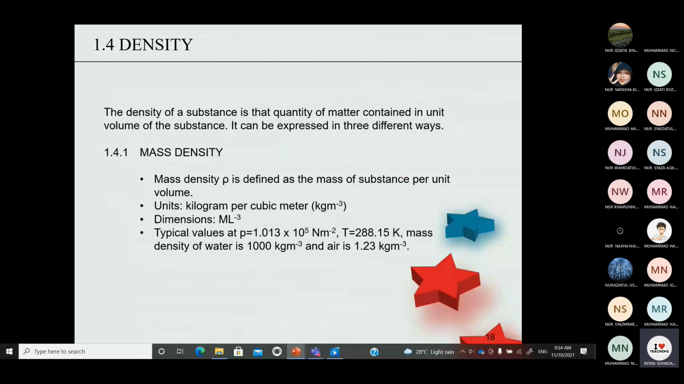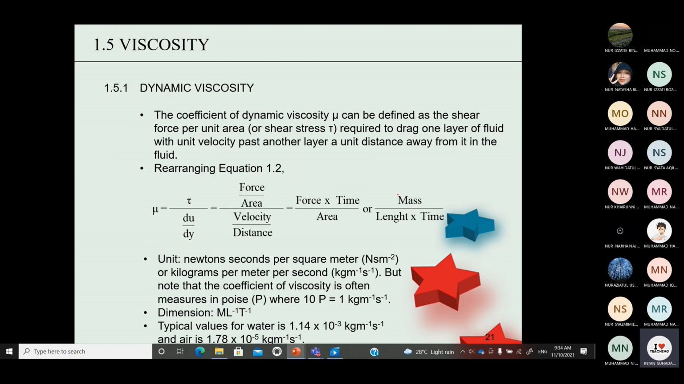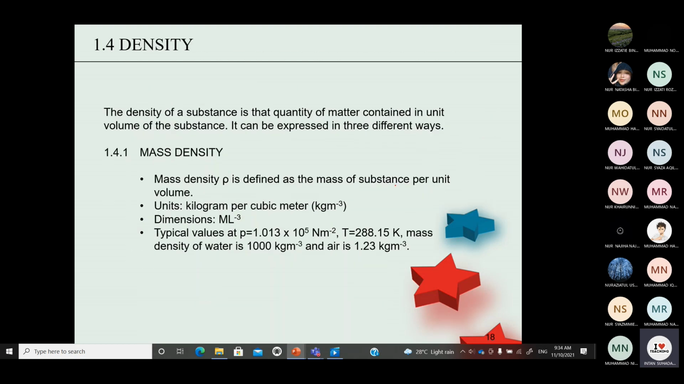Because I want to go for the more important formula of density, viscosity. Okay, density. I think during school you have also learned this, right? Density, or in Malay we say ketumpatan. The density of a substance is the quantity of matter contained in unit volume of the substance. It can be expressed in 3 different ways.